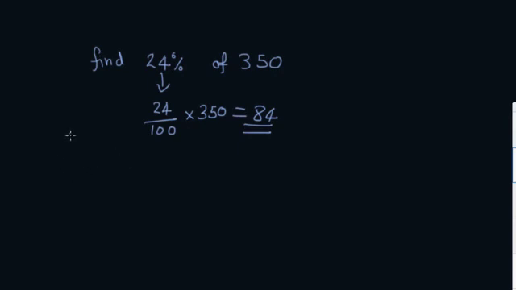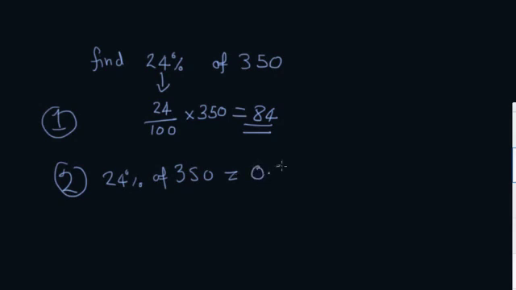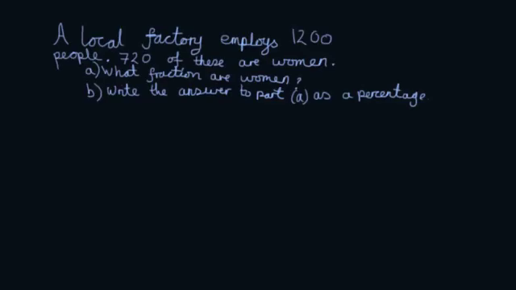Method 2, so that's the first way of doing it. The second way to do it is 24% of 350 is 0.24 times 350 equals 84. So now we're going to think about converting a fraction to percentage. So we're going to think about this problem.